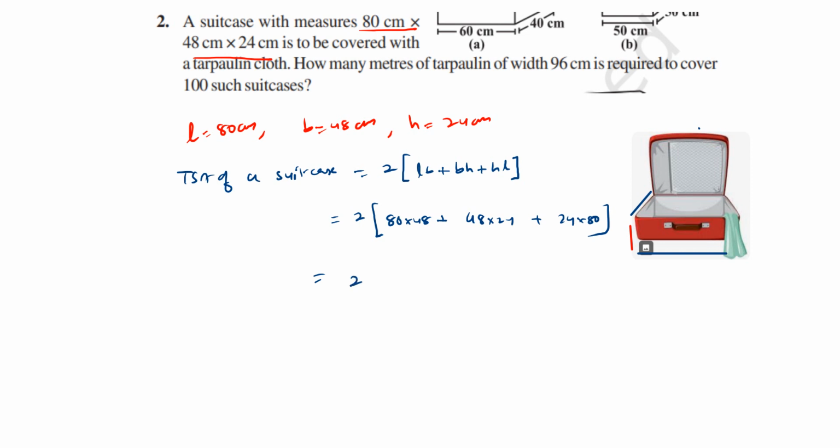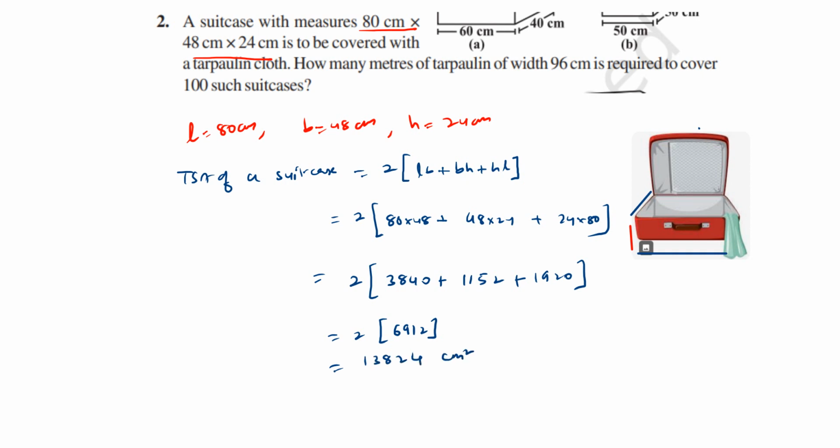3,840. Plus, what will be the product of 48 into 24? 1,152. What will be the product of 24 and 80? 1,920. So we have to add all these 3 numbers: 3840 plus 1152 plus 1920. Hope you are following this. 6912. So that will be multiplied by 2. It will be 13824 centimeters square.